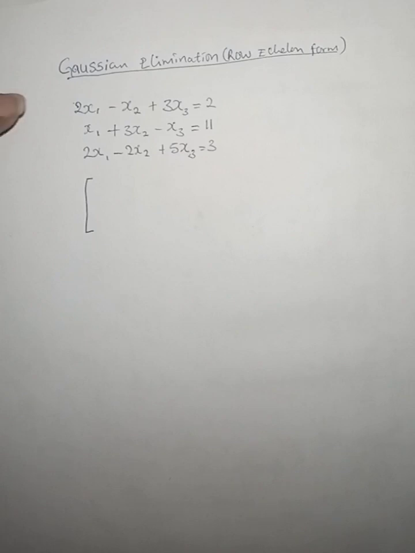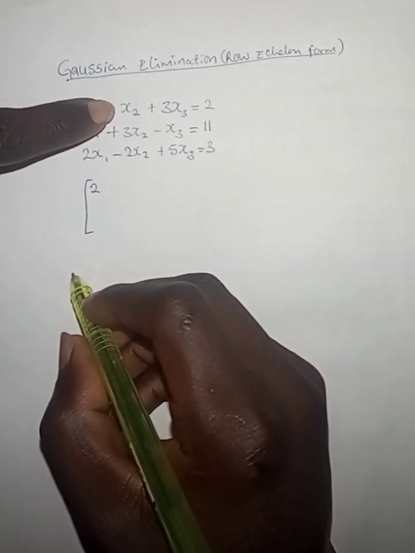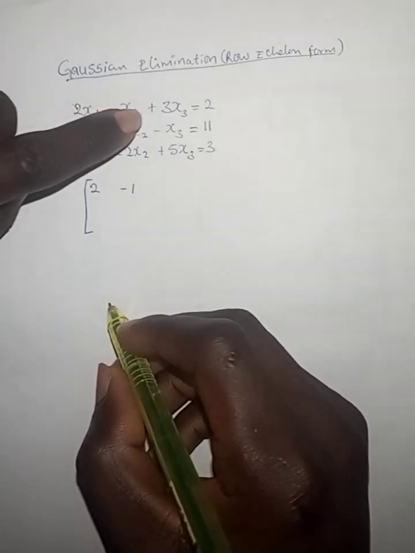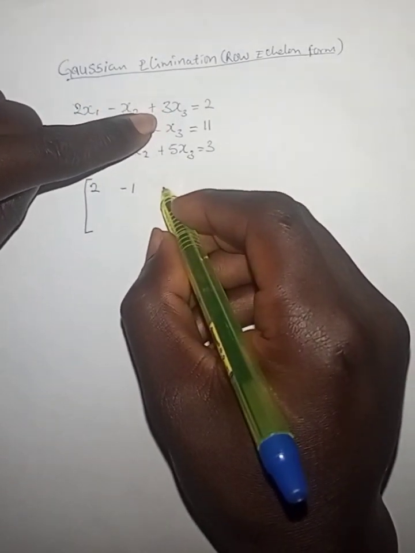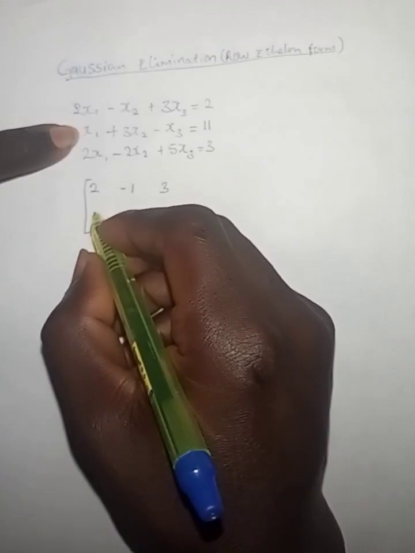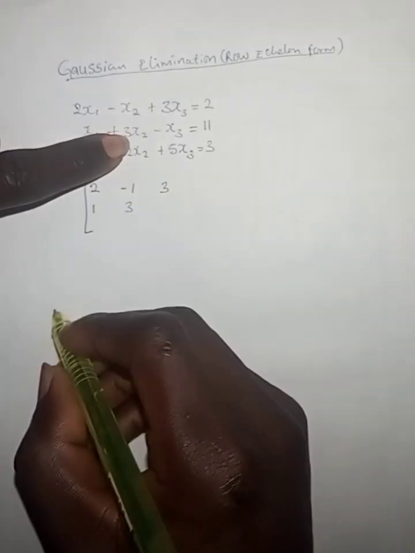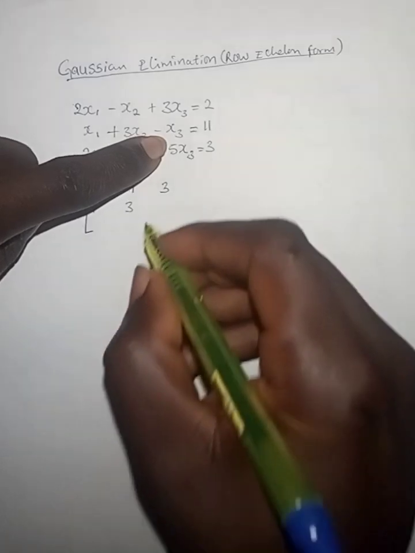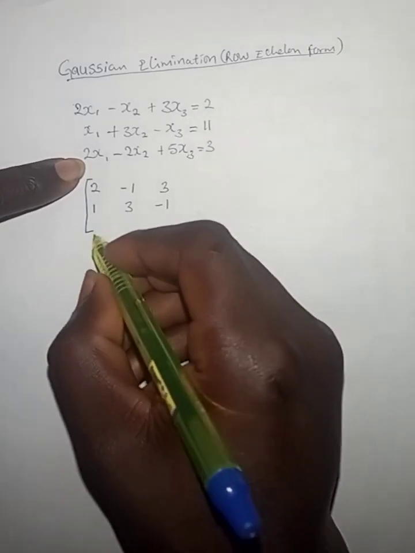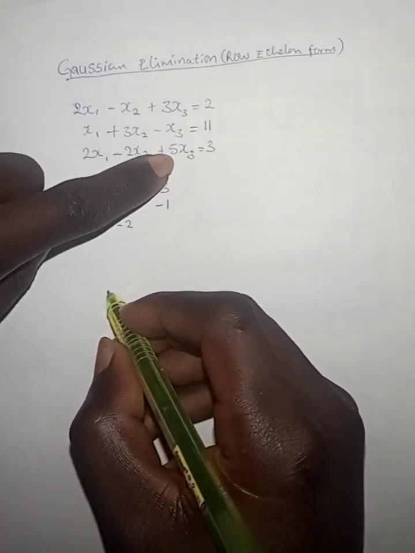For x1, we have 2 in the first row, and x2 here is -1, x3 is 3. In the second row, x1 is 1, x2 is 3, x3 is -1. Third row, x1 is 2, x2 is -2, x3 is 5.